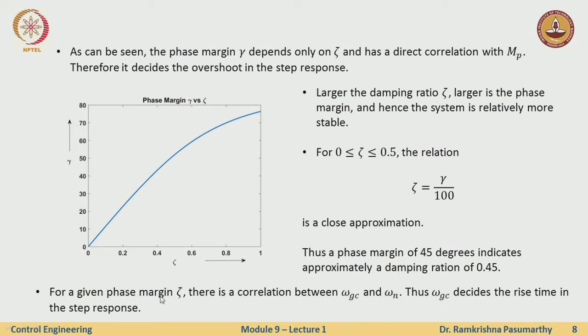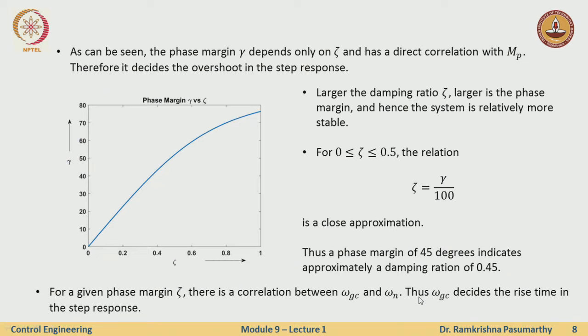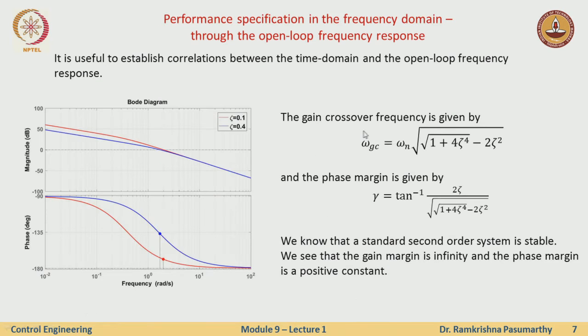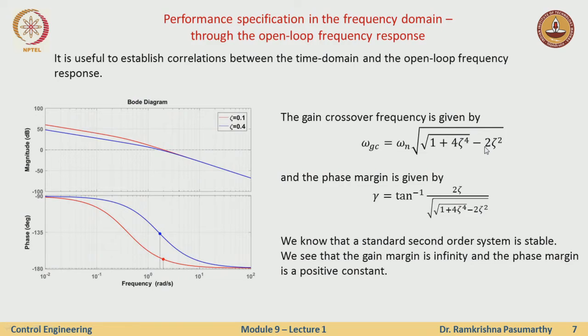And for a given phase margin, I can always relate it to the gain crossover frequency and the bandwidth. Again, we just go through the expressions before, and therefore omega gc, or the gain crossover frequency, decides the rise time in the step response. We will again come to these things when we analyze the low frequency regions, the middle frequency regions and the high frequency regions. So, at the moment it is important for us to observe that if zeta is given right here, then omega gc decides the rise time in the step response, because of this nice correlation over here.